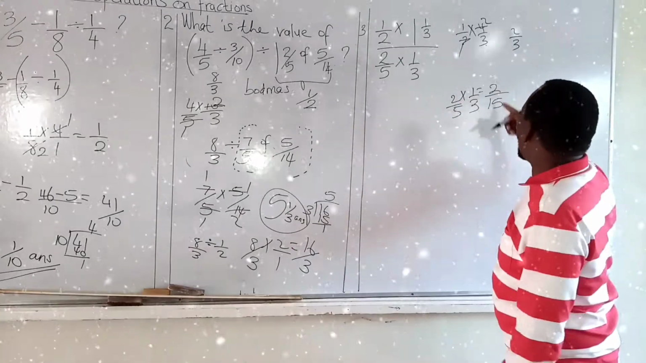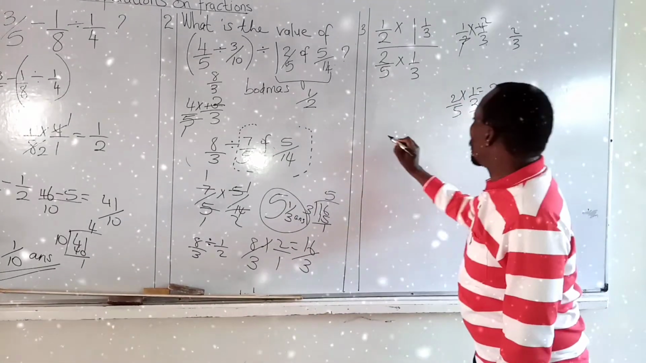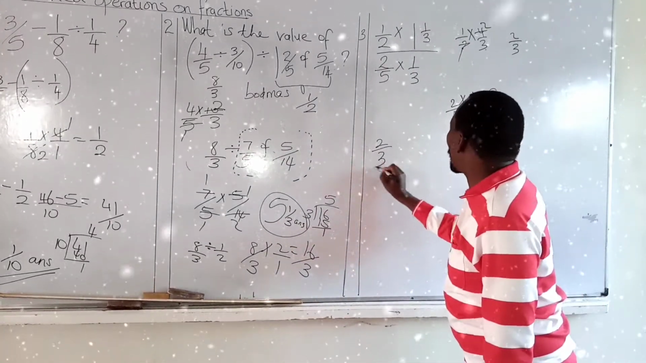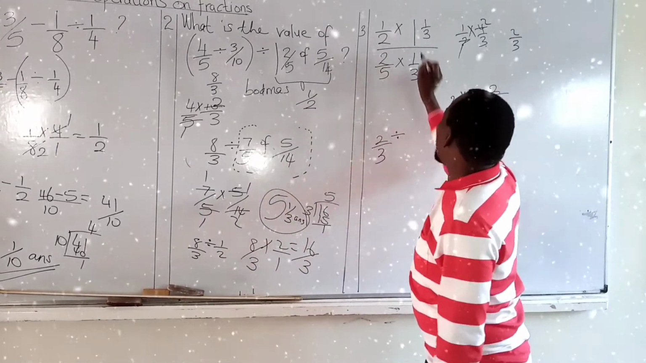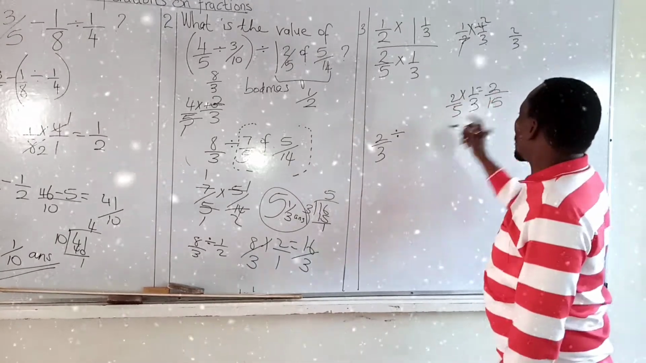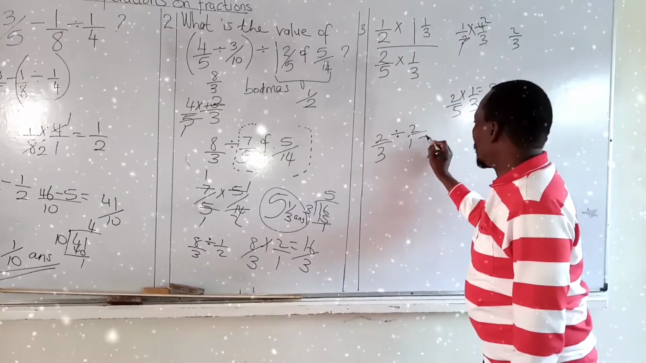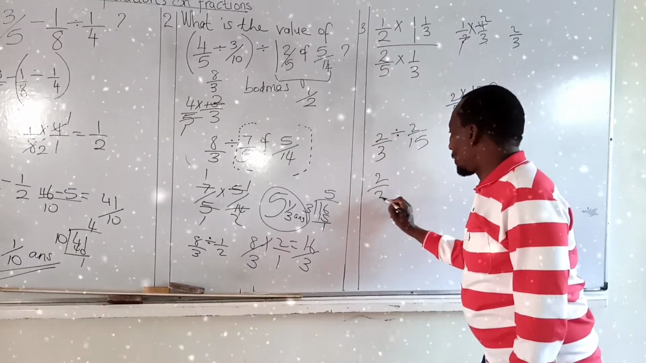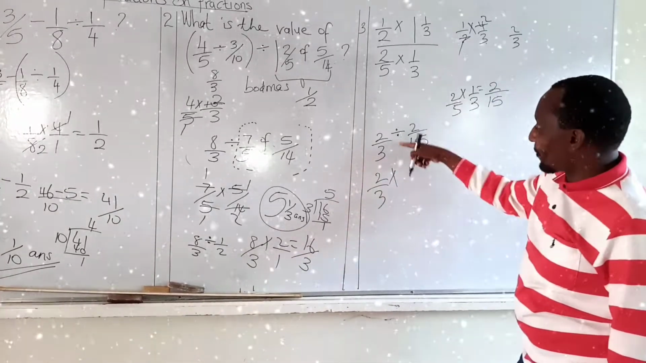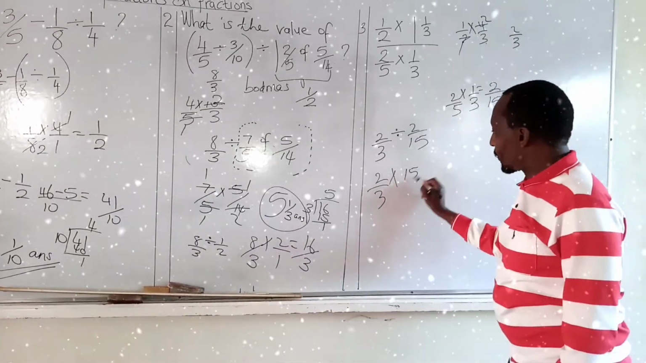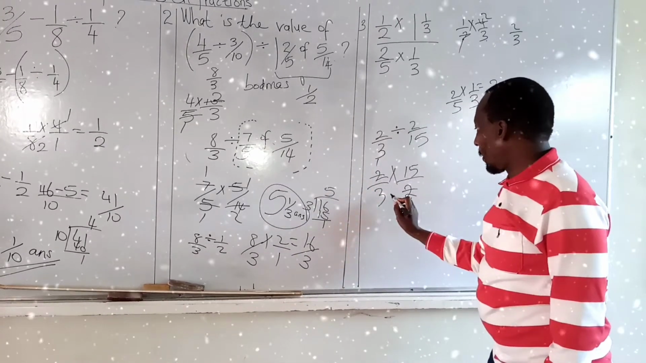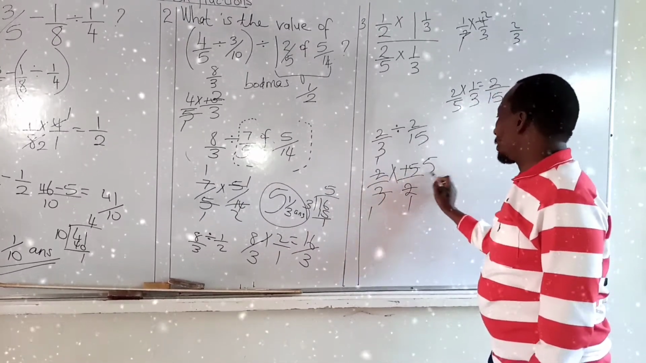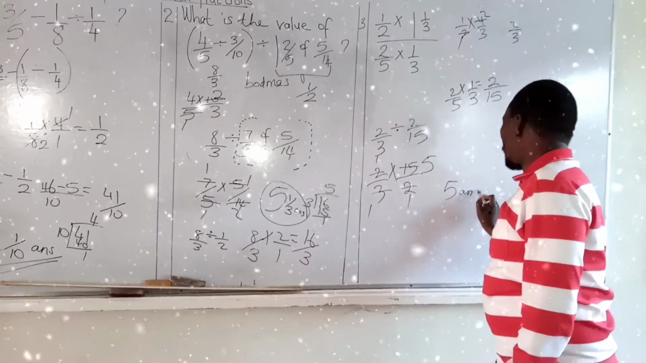So this is 2 over 15. So the numerator is 2 thirds. Over means divide. The denominator is 2 over 15. So 2 thirds, this becomes times, reciprocate this, 15 over 2. By 2, 1; by 2, 1; by 3, 1; by 3, 5. So your answer is 5 whole.